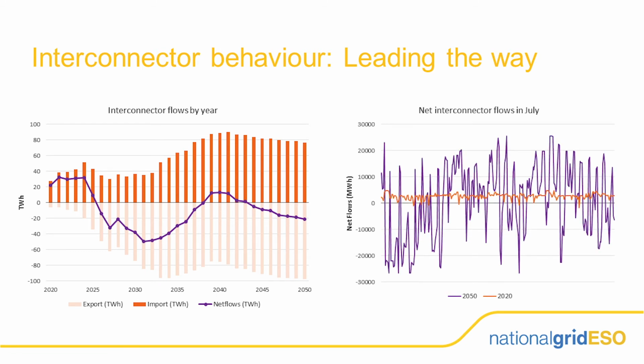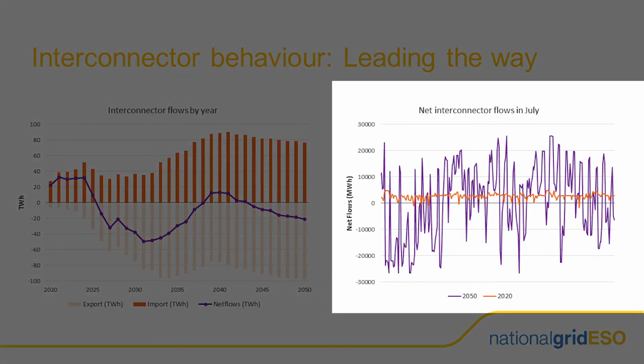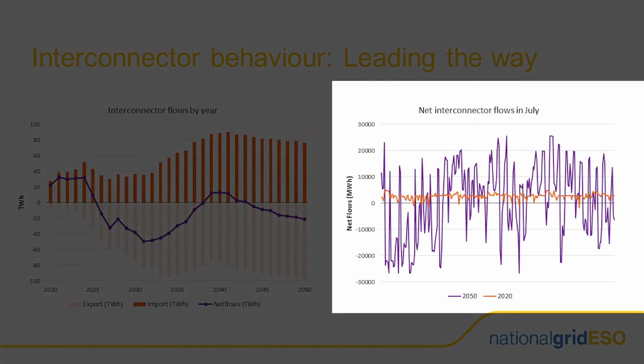We can also look briefly at a little bit more detail. On the second chart, we see the hourly net flow throughout July, aggregating all of the individual interconnectors. The orange line shows the flows in 2020, whilst the purple line shows the flows in 2050. The first observation is that the size of the flows, or the amplitude of the lines, increases significantly. This reflects the increased capacity. The second thing to note is that the volatility also increases dramatically.